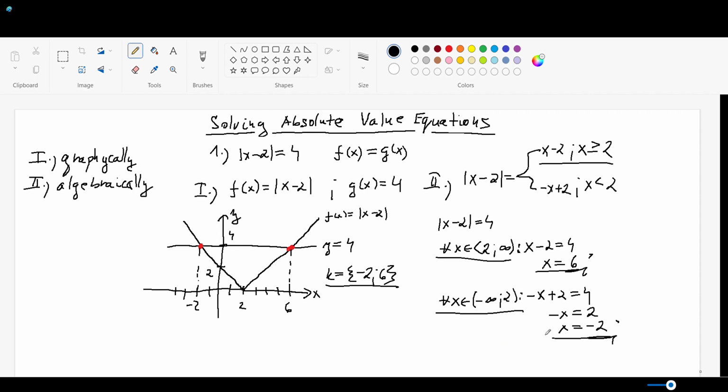And if you really think about it and compare it with the graphical solution, we did get again the same result. So both methods are equivalent. You can use any of them, but when you are using the graphical method, you really have to sketch the graphs precisely to find the exact solutions.